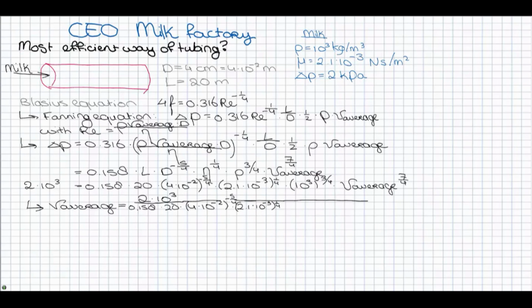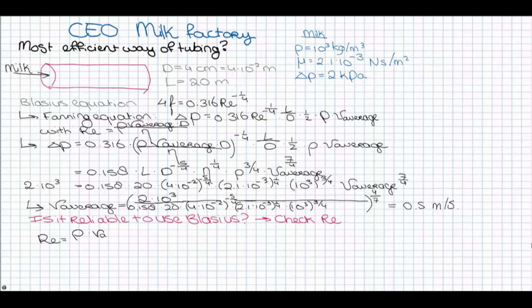We have all the data we need, so we can now easily calculate the velocity, which is 0.5 meter per second. But was it reliable to use the Blasius equation in this situation? Therefore, we have to check Reynolds number. For Reynolds number, we will find a value of 19,500 if we use the calculated velocity of 0.5 meter per second.